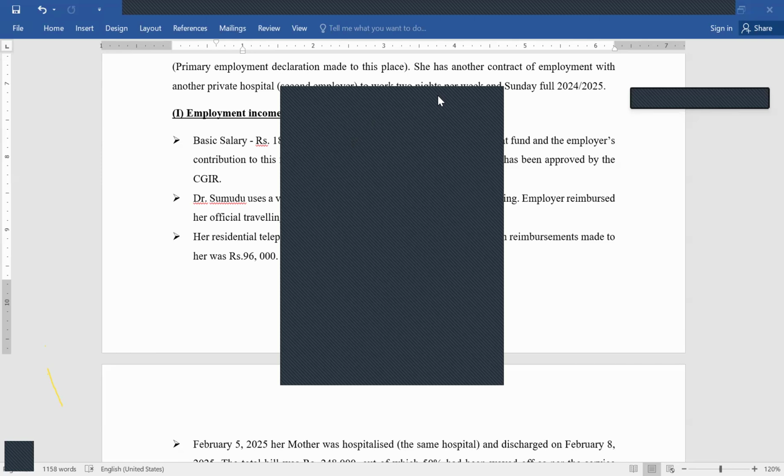If it is her own vehicle, then not liable. If the vehicle is provided by the employer, then it will be a taxable amount. Yes, liable.